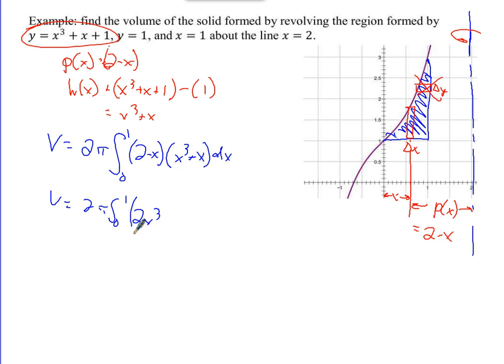I'm hearing mumbles. You guys agree? Okay. So now we should be ready to integrate, right?